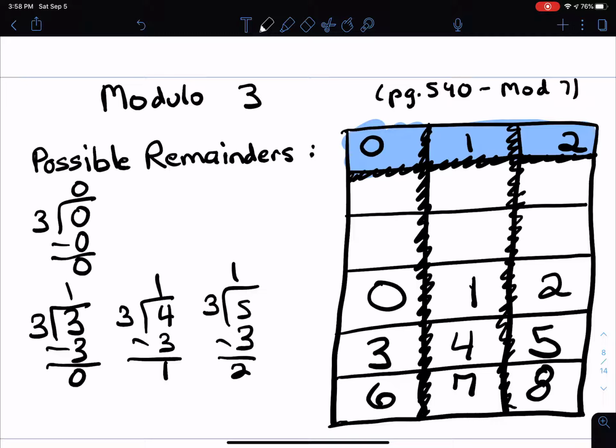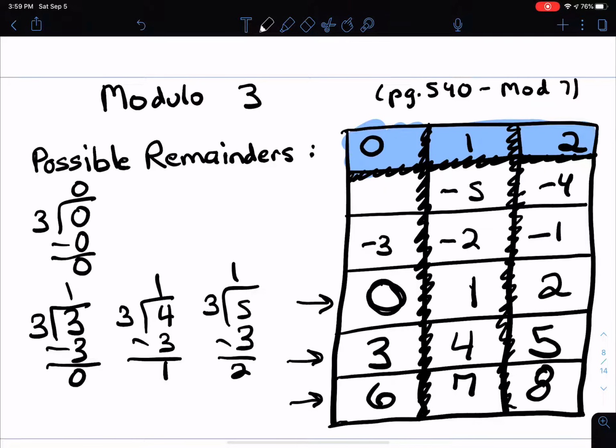Now, if you start looking at these columns, you start to see a pattern. Your remainders were 0, 1, 2 in one row. So you had a row here with 0, 1, 2. And then when you got to 3, it started a new row, 3, 4, 5. Then when you got to 6, it started a new row, 6, 7, 8. You can count backwards to fill in this chart with negatives also. Like if 0's here, you can count backwards and do -1, -2, -3, -4, -5, -6, and so on. So this can include both positives and negatives.